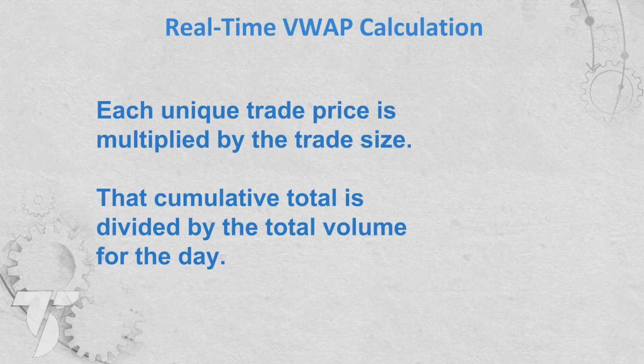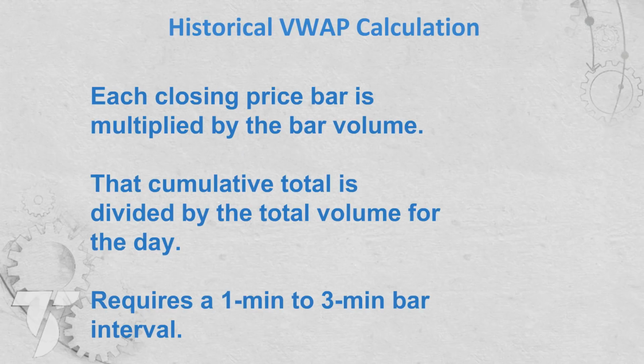And we take each unique trade price. So each unique trade is multiplied by that trade size for that unique trade. And the cumulative total for the day is divided by the total volume for the day, and that's what comes up with that singular price, which is the average price that the instrument has traded at to that point in the day.